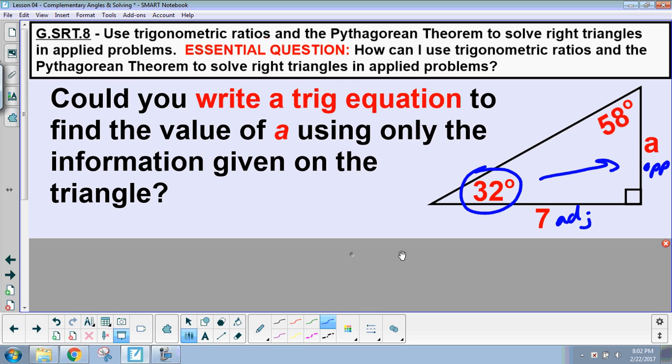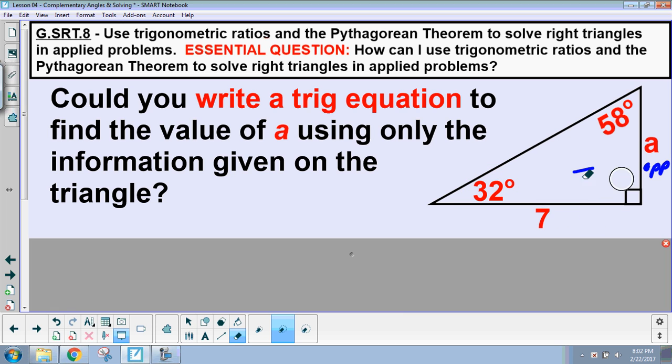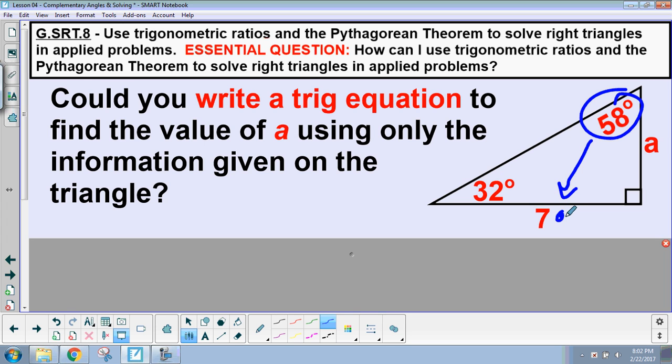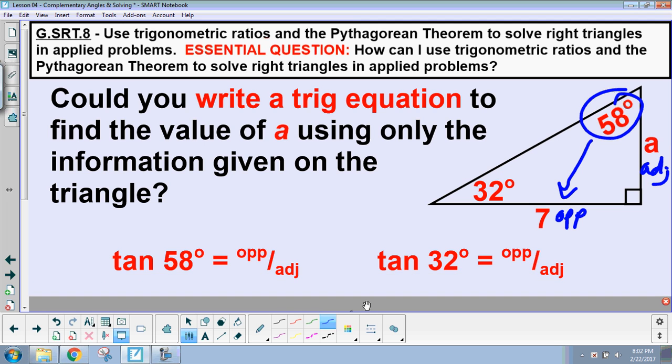And if the roles were reversed, if you're referencing 58, then 7 would be opposite, and A would be adjacent. Okay? But you'd still get the same answer, depending on what you're looking for. If you're looking for A, you'll obviously make the substitutions as needed. Okay? It's just going to take practice.